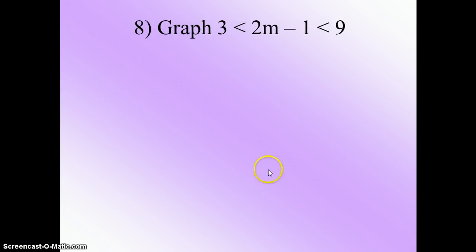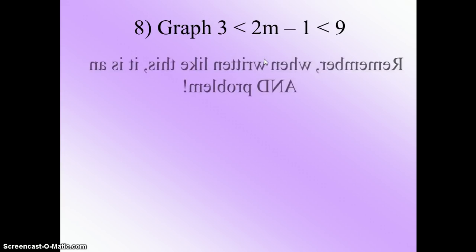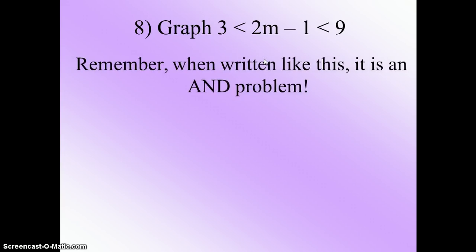Alright, so let's graph 3 is less than 2m minus 1, which is less than 9. Okay, this is a little tricky. This has got more information in it now, and we don't have a single variable. So the first thing we're going to have to do is understand that when it's written like this, it is an and problem. So this is 2m minus 1 is greater than 3, and 2m minus 1 is less than 9.